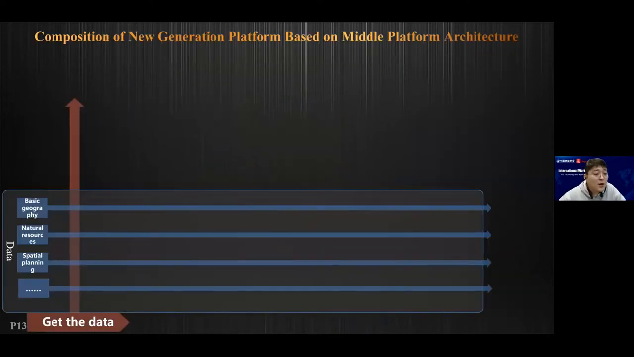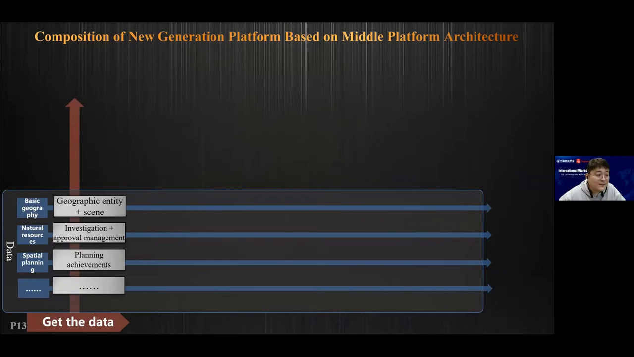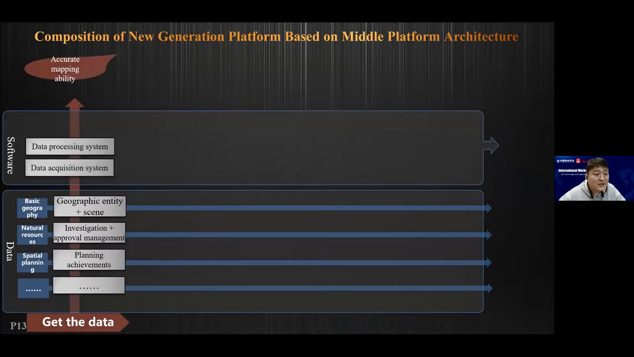So about how to get the data. First, we need to integrate different types of data, such as the basic geographic data, the natural resource data, and the spatial planning data, and based on it we can establish the data processing system and the data acquisition system. So about how to get the data, there is one important ability of the middle platform, which is the accurate mapping ability.